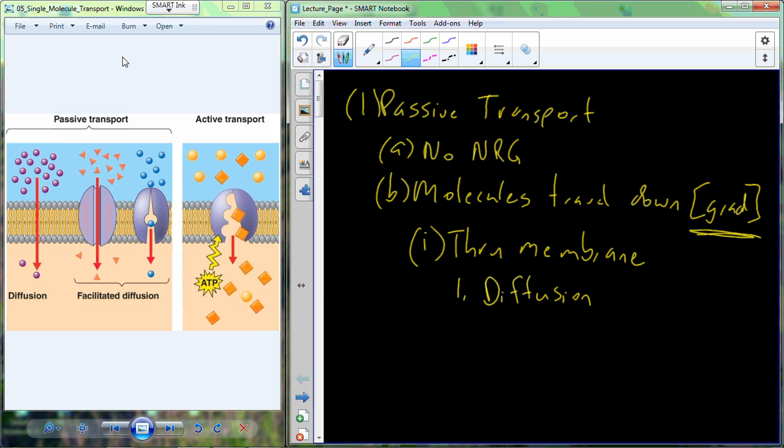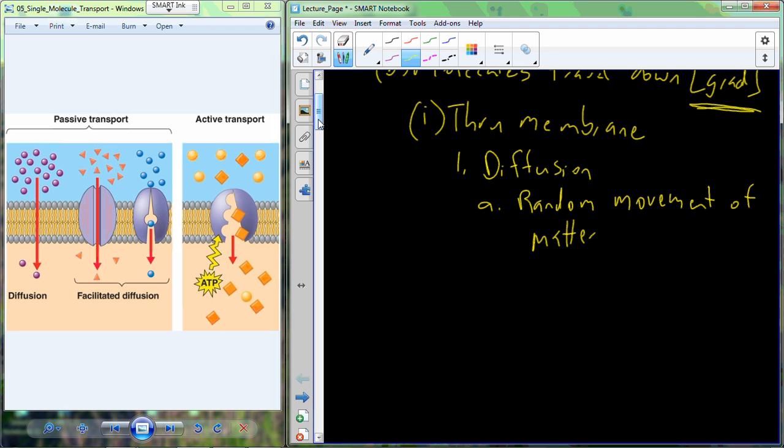It's just an inherent characteristic of all matter that it moves. As these molecules move around, every once in a while, they bump into the membrane and they cross the membrane. They go through the membrane from one side of the membrane to the other. So let's say from outside the cell into the cell. And that's just simple diffusion directly through the membrane, induced by this random movement of matter.